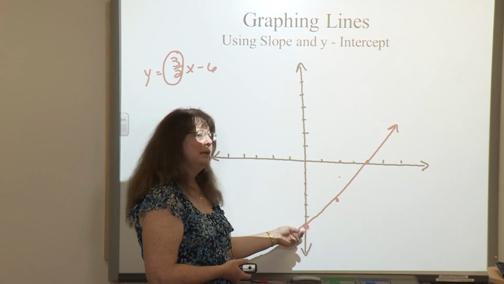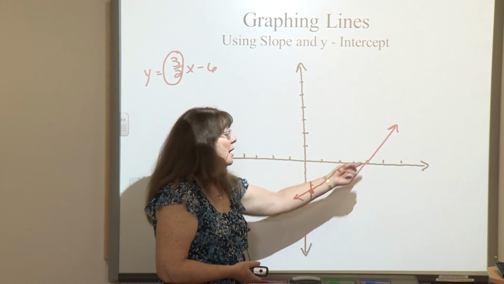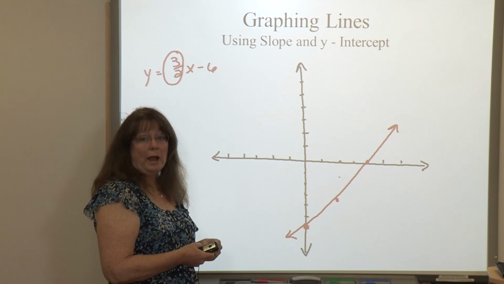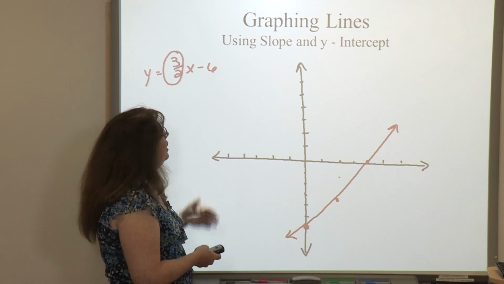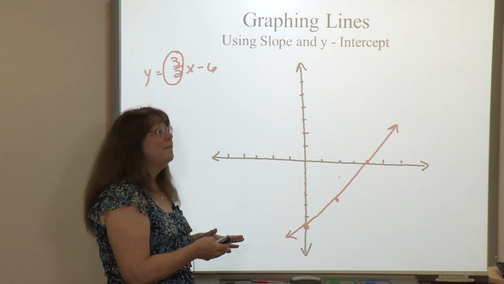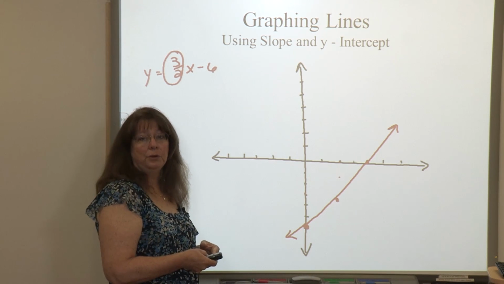These are the same intercept points we had when we first graphed it. Y-intercept at negative 6 and your x-intercept at 4. So you will get the same graph regardless of whether you graph it using those intercept points or graphing it using the slope-intercept form. Hopefully you have a better feel for how graphing linear equations works.